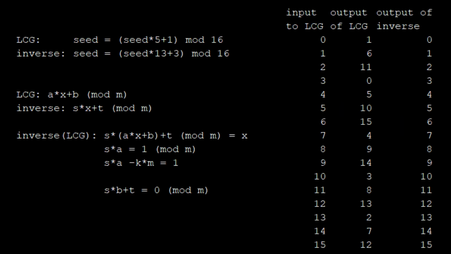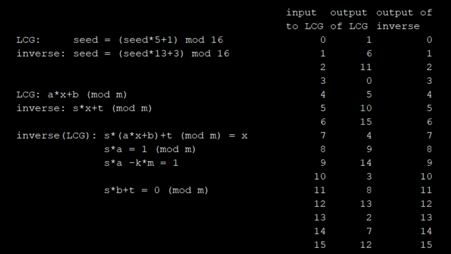As I mentioned previously, every LCG has an inverse with the same modulus. If the first LCG returns AX + B mod M, and the inverse returns SX + T mod M, then S(AX + B) + T equals X mod M, meaning that A times S equals 1 modulo M, and B times S equals -T mod M.